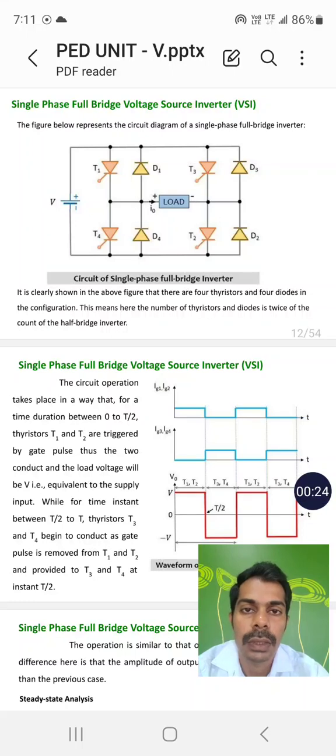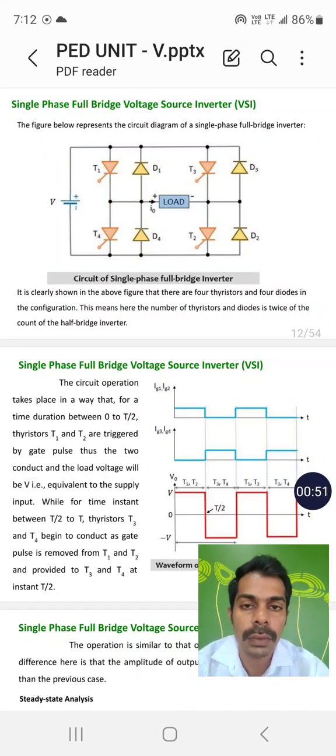Voltage will be the source and current will be the source, so it is named as voltage source and current source. In voltage source inverter, it is subclassified into single phase and three phase. The single phase and three phase depends upon the output. When we are getting a single phase output, it is single phase full bridge inverter. When we are getting a three phase output, it will be a three phase voltage source inverter. Because the input is DC, it is only one phase, positive and negative.